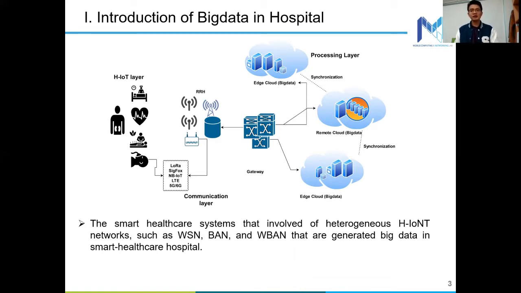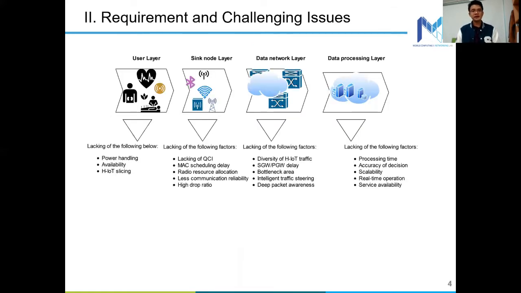So the local cloud or hospital cloud will be faced with big data environments, because the information will keep increasing. So there are many requirements and challenging issues in this smart health system. As shown in this figure, I divide the healthcare system into 4 sub-layers: the user layer, the signal layer, the data network layer, and the data processing layer.